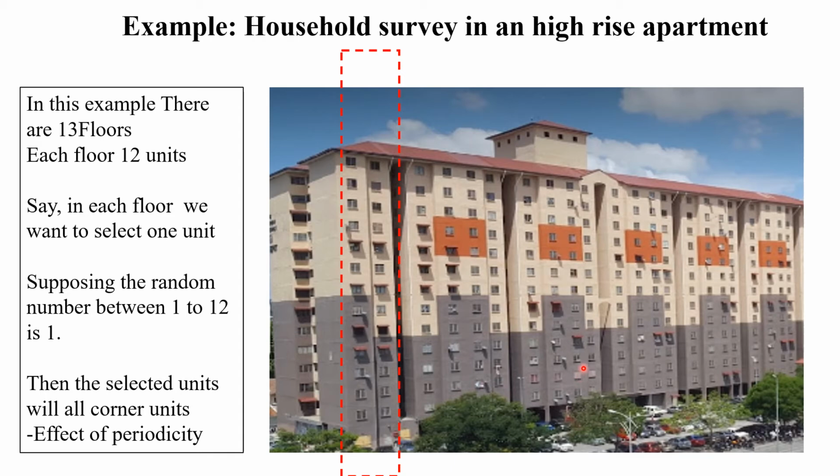Number 5, maybe somewhere here. Next floor, select again 1 to 12. Number 11, maybe somewhere here. But that is not systematic random sampling, right? In manufacturing, they use it. But in social sciences, we don't have that kind of a system possible. Okay, that's a problem with systematic random sample also.